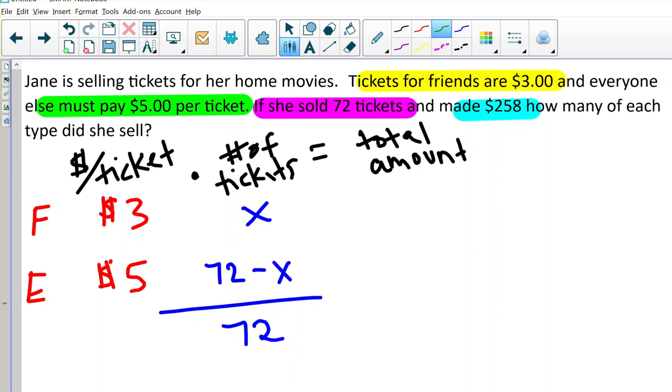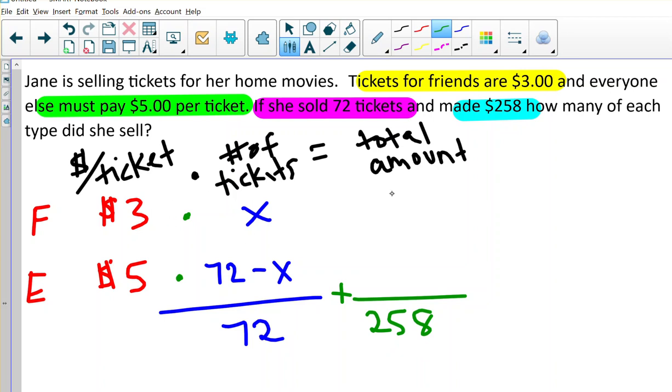Okay, so keeping in mind that when you multiply the price of the tickets times the number of tickets, that will tell you how much money you made per ticket. So we're going to be multiplying these columns. Then we can figure out the total amount per type of ticket. We know that these need to add up to $258. Now, we can come up with the expressions by multiplying our first and second column.